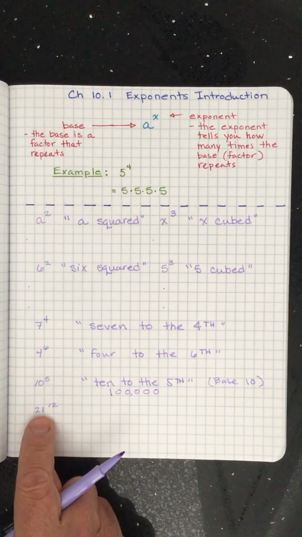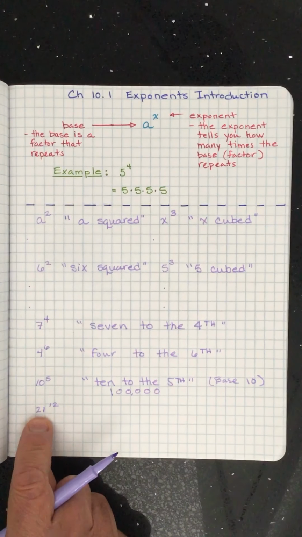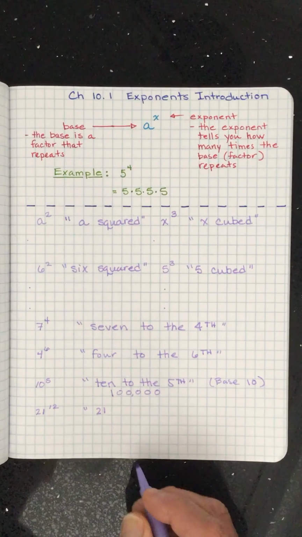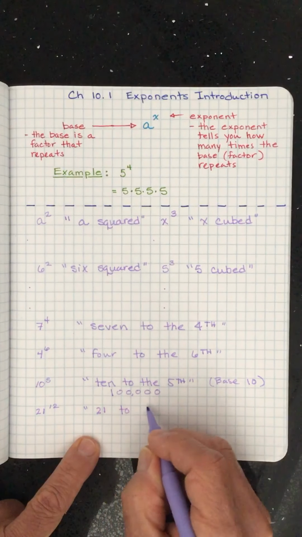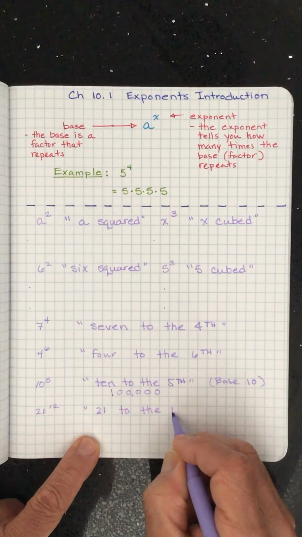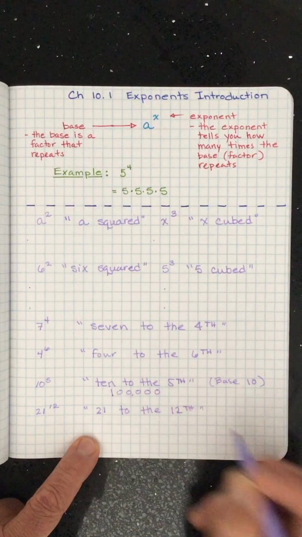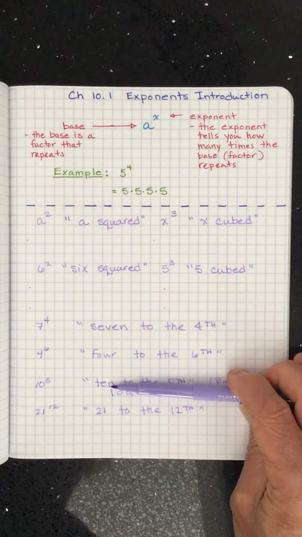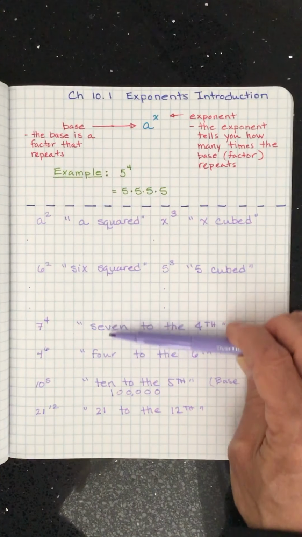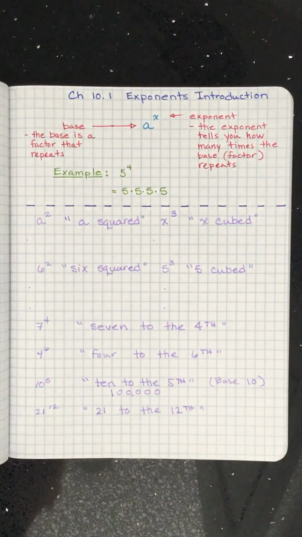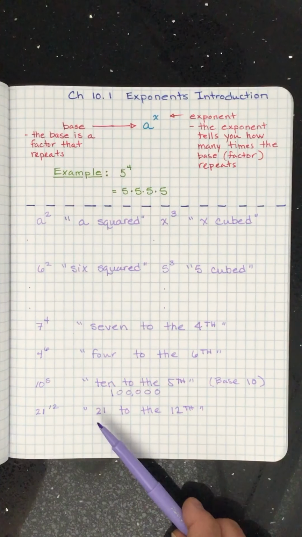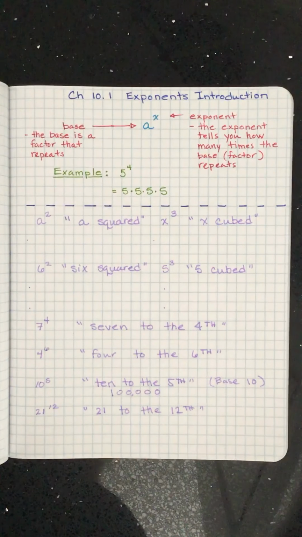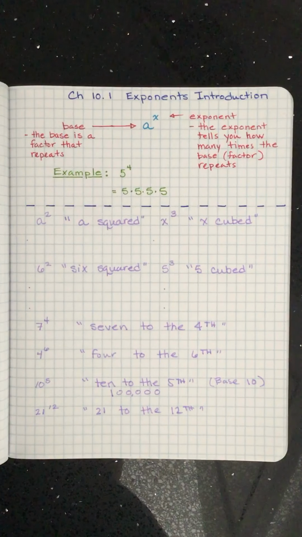Okay? And then the last one here, this is a base of 21 and an exponent of 12. So this is 21 to the 12th. And a little language arts lesson here. Anytime a number is 10 or less, we should probably write the word. But once we go above the number 10, we can write the number. So starting with 11 and on, you can write the number. All right? Hopefully this basic introduction will help you understand and how to say things correctly for the rest of the chapter.